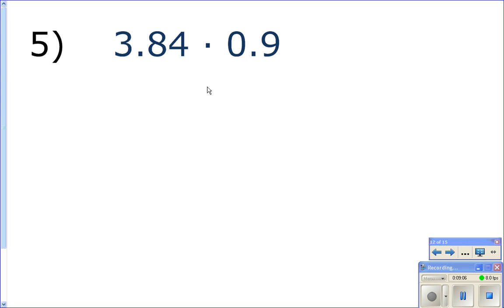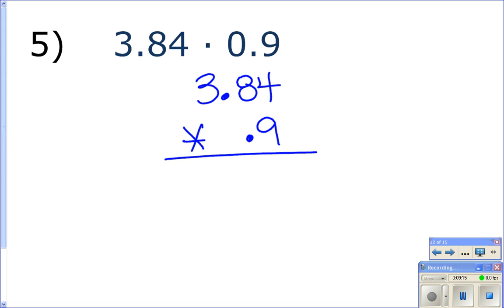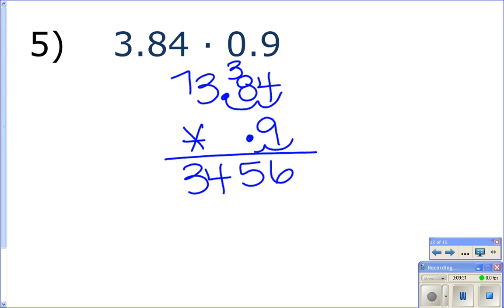Okay, remember, you do not line up the decimals when you're multiplying decimals. So you have 3 and 84/100 times 9/10. Then just multiply regularly. 9 times 4 is 36. 8 times 9 is 72, plus 3 is 75. 9 times 3 is 27, plus 7 is 34. Move the decimal 1, 2, 3 times. Sorry, 3. So it's 1, 2, 3 times. And your answer is 3 and 456 thousandths.